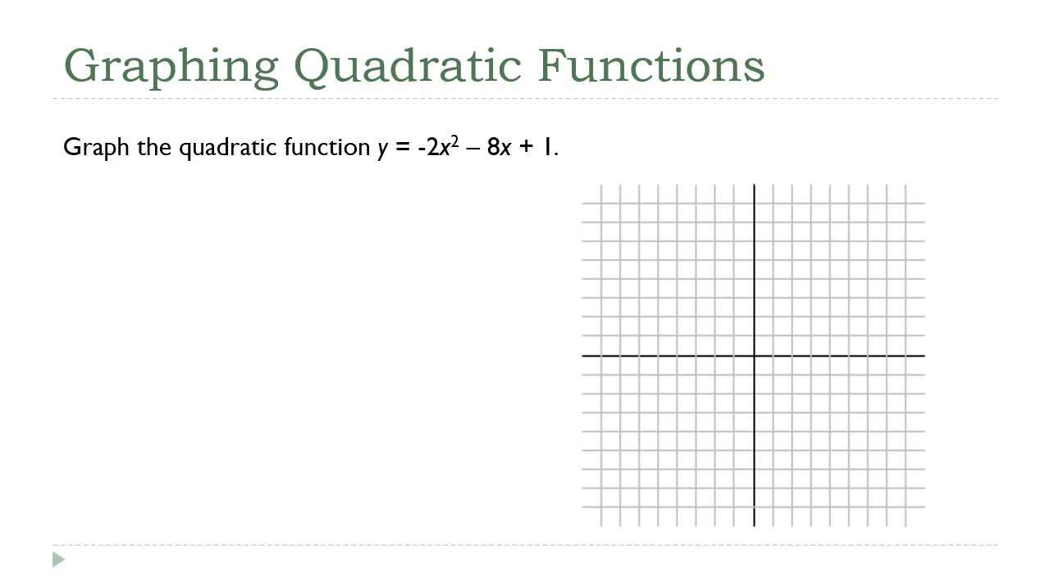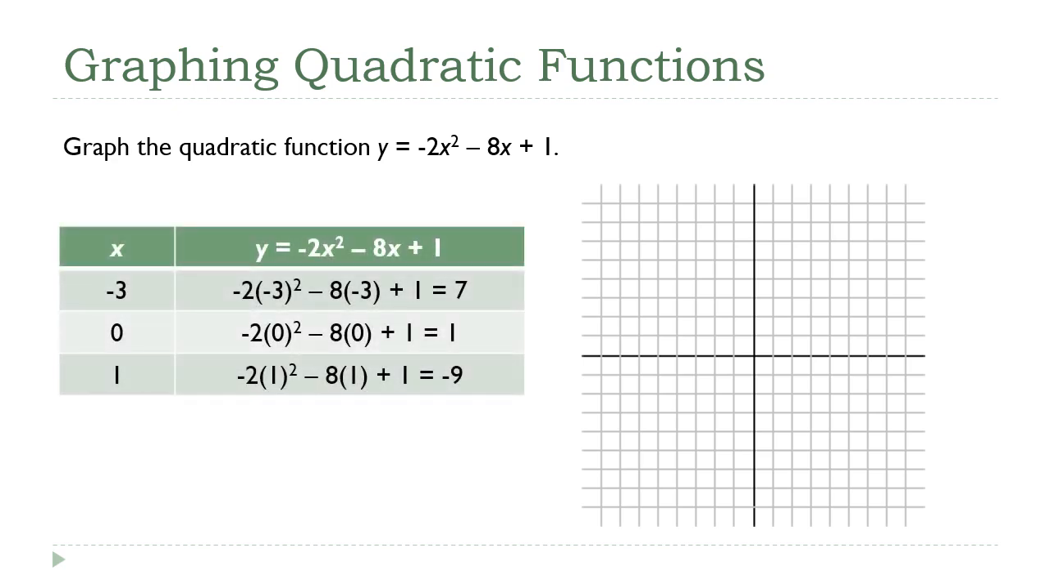So one approach to this is just to find the coordinates of any 3 points. In this case, I made a little table here. I just picked 3 random x numbers, negative 3, 0, and 1, found the y values that go with them, and that gives me 3 points: negative 3, 7; 0, 1; and 1, negative 9. Now this time I know my parabola opens down because the leading coefficient is negative 2, that's less than 0. So if I draw the parabola through here, I get something like this.